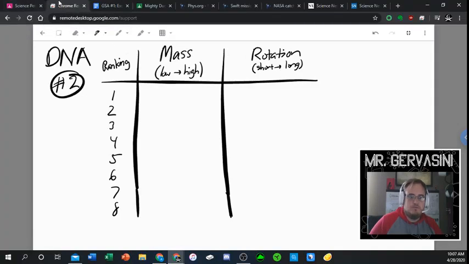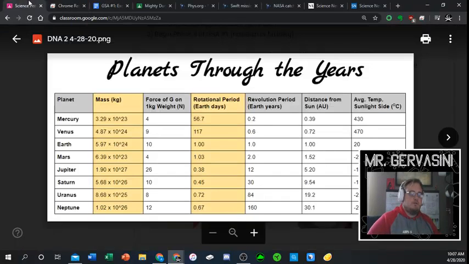And then do the same thing for rotation. So back to the chart. Who has the lowest mass? Well, we know Mercury's the smallest, 10 to the 23rd. I'm going to put Mercury as 1. Next smallest planet, we'll look at 10 to the 23rd or 24th. Mars, a little larger than Mercury at 6.39.